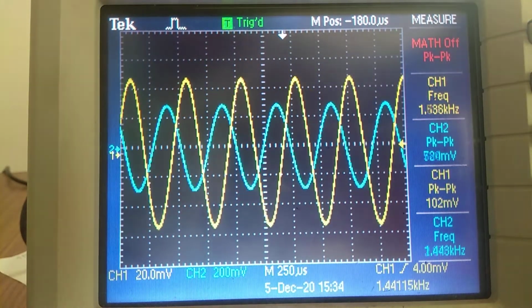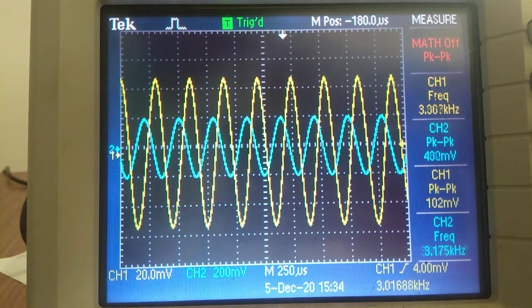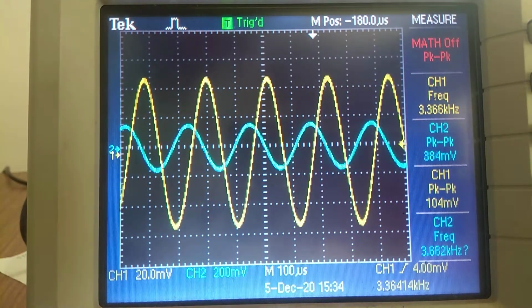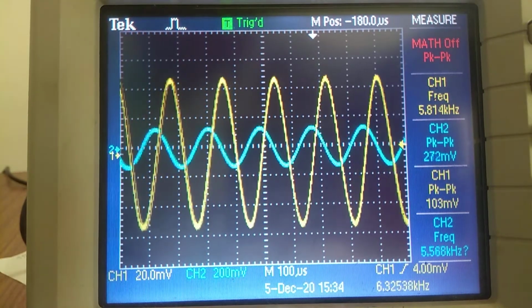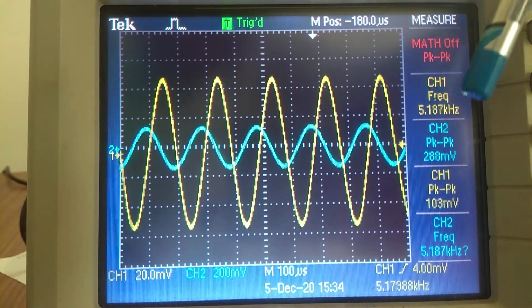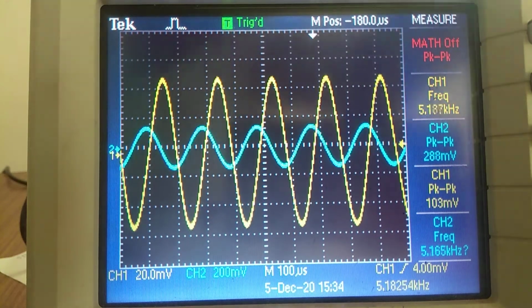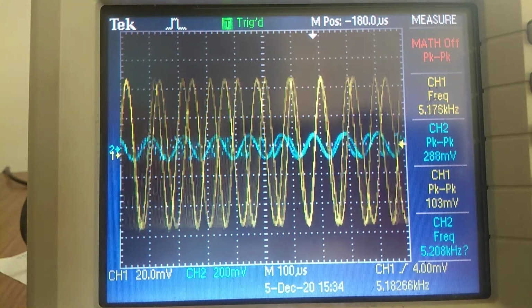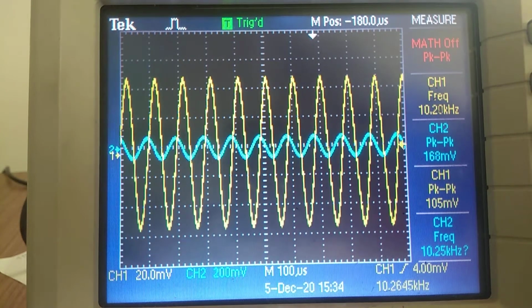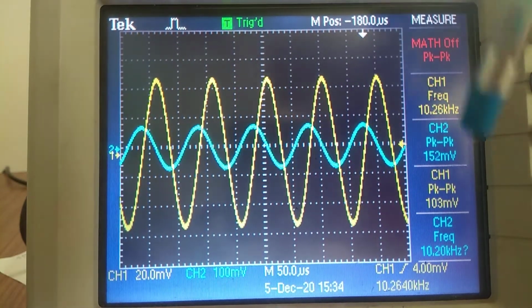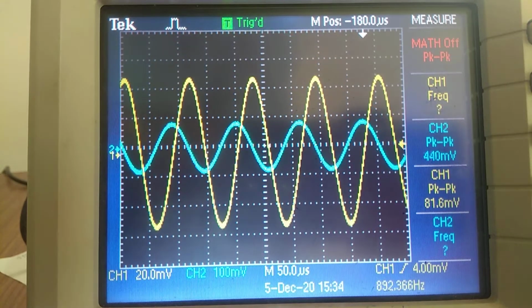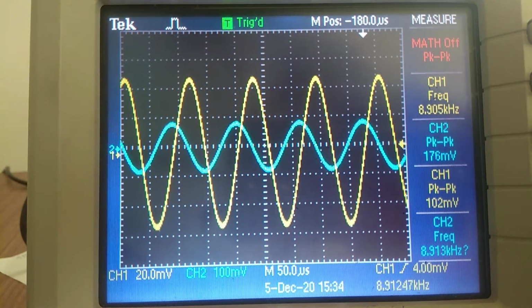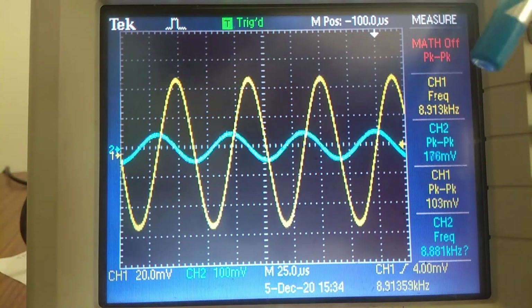Now I am going to directly check at 2 kilohertz. Now if I check at 5 kilohertz, it is 288 millivolt. Now I am going to check around 10 kilohertz, and it is 152 millivolt. Now let me change the range. Now I am going to look at the value where input and output are the same. I am going to increase the value.